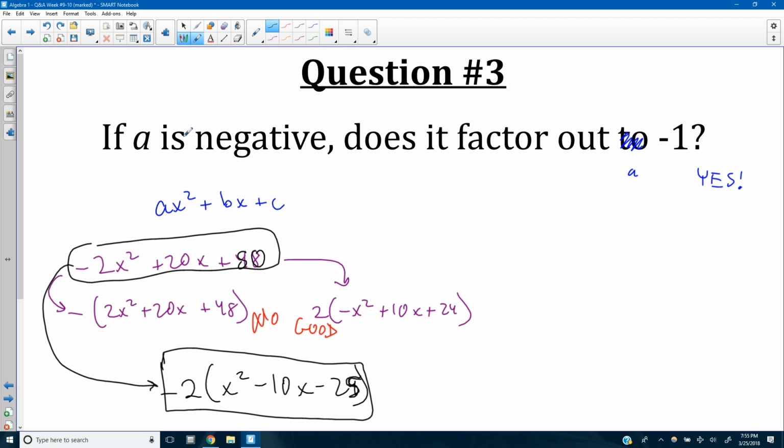So if a is negative, do you factor out a -1? Yes, you factor a negative out. If your leading quadratic coefficient, your leading coefficient is negative, factor it out. You'll thank me later.